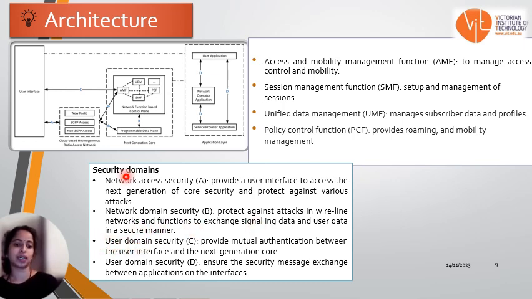Then comes C, that is user domain security. It provides mutual authentication between the interface and the next generation core. And the last one is the application domain security, and here it ensures the secure message exchange between the application and the interface. This is the architecture.